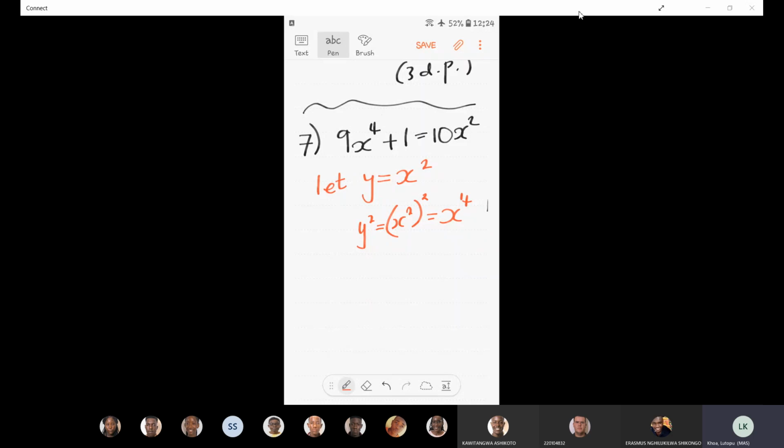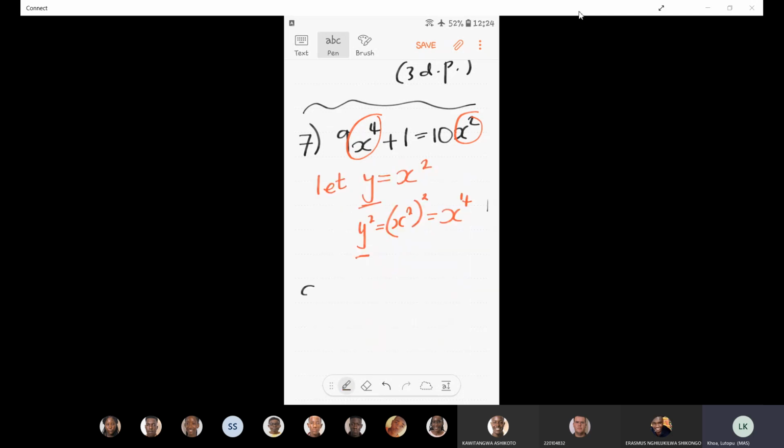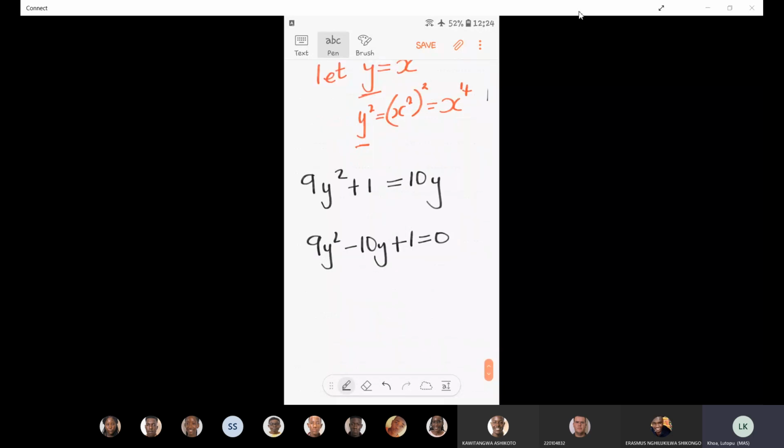So you'll see this x to the power 4 over here; I will put y squared instead. Here, x squared, I will put y instead. So when I do that, what I have is 9y squared plus 1 equal to 10y. And then you collect all the terms on one side, 0 on the other side. You have 9y squared minus 10y plus 1 equal to 0.